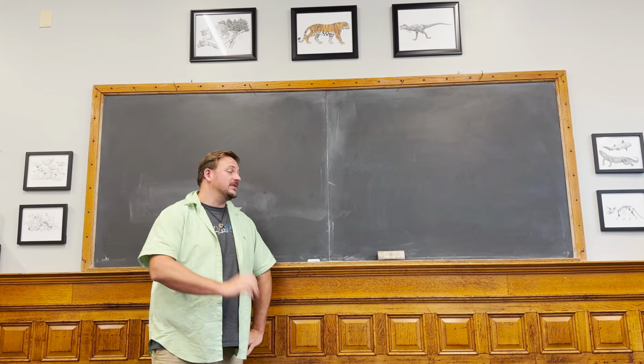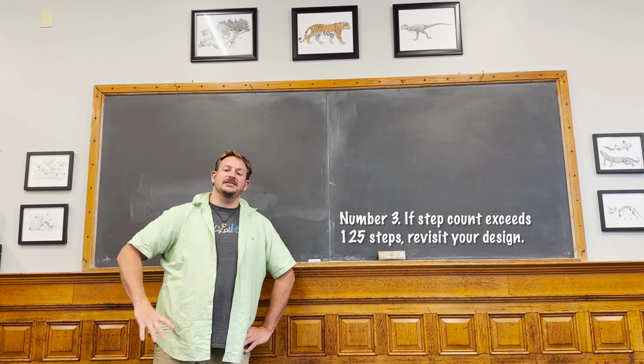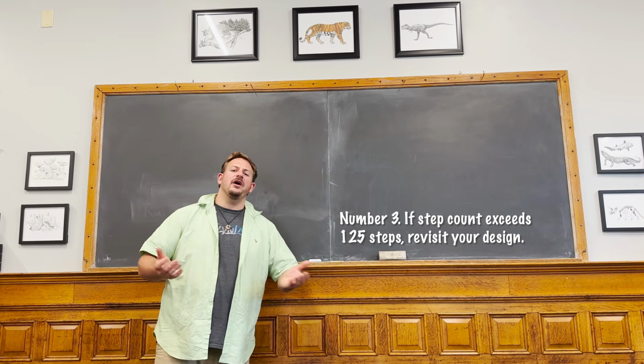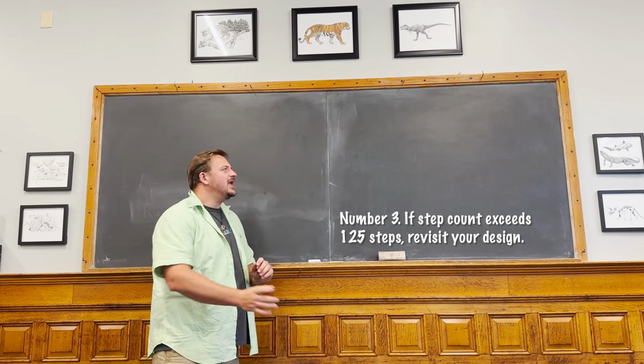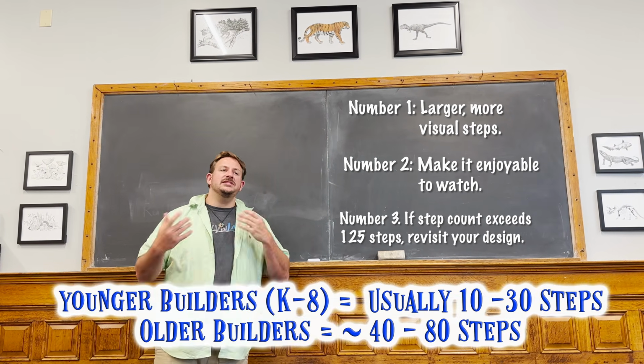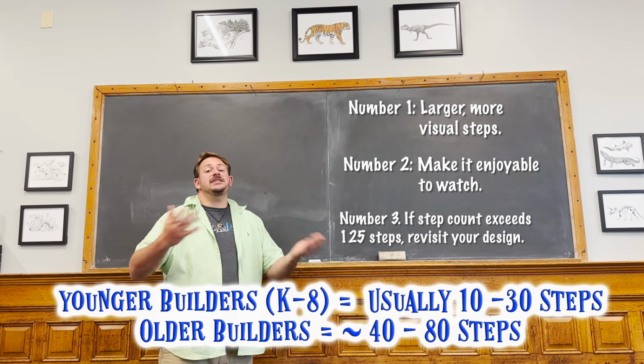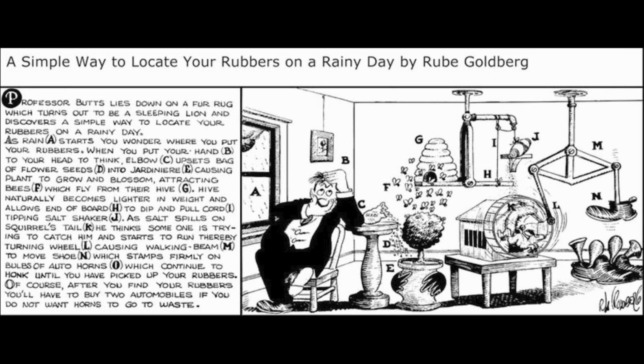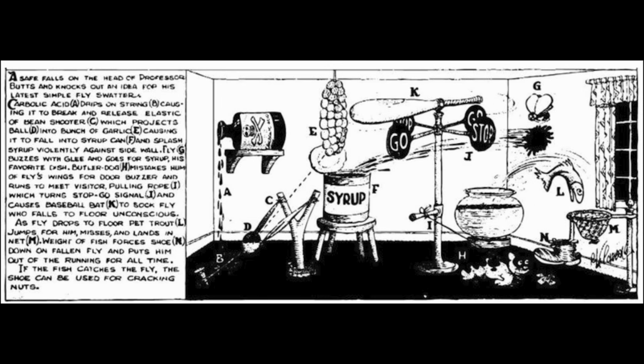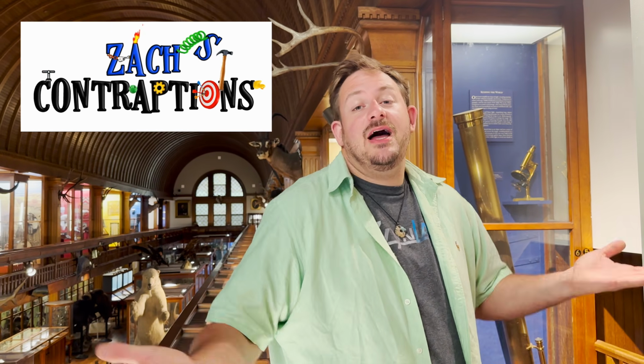And number 3, keep your step count modest. If you find that you've gone over 125 steps, then maybe reconsider my tips. Typically, machines only have around 40 to 80 steps in contest, and they tend to do the best. Rube himself never actually built a machine or designed one with more than 26 steps. Counting steps can indeed be a little tricky, but thankfully, I'm here to help.